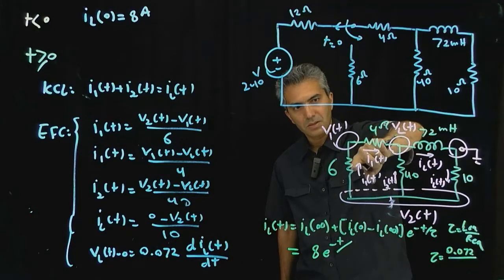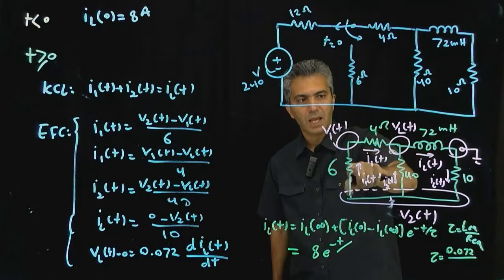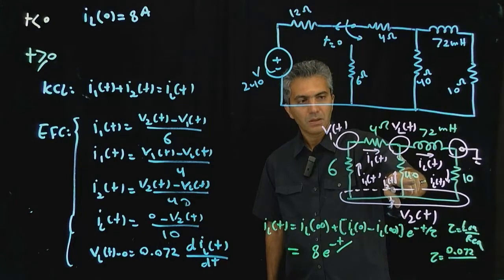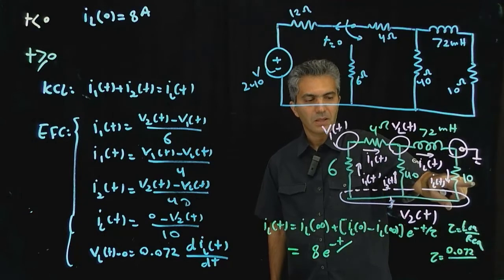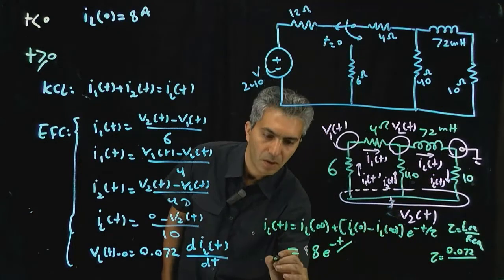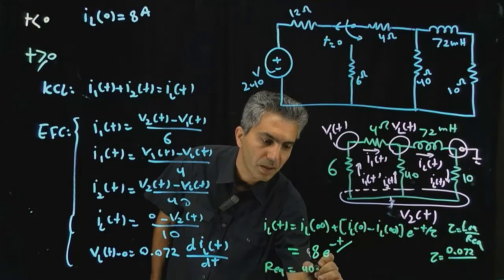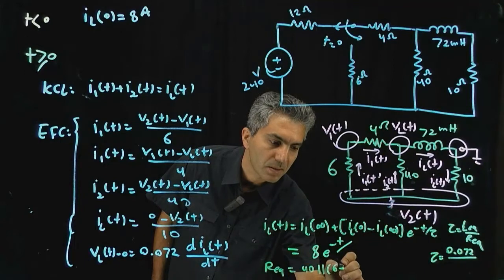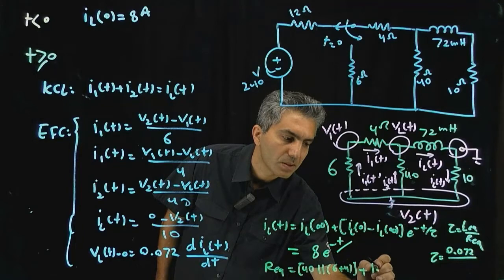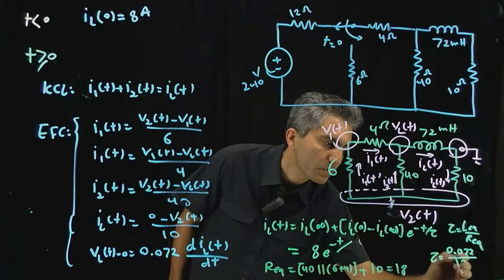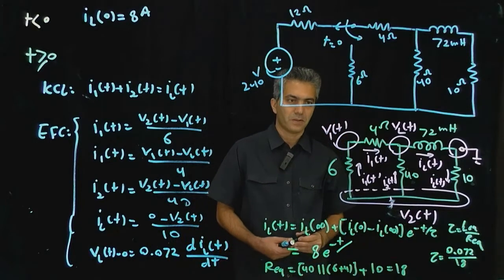It's basically these two in series, in parallel with the 40 ohm, and then in series with the 10 ohm. So that would be 10 in parallel with 40, which is 8, and that in series with 10, 18. So again, R equivalent is 40 in parallel with 6 plus 4, this whole thing in series with 10, and that's 18. So you put 18 here, put it back there, and you have the final answer for this.